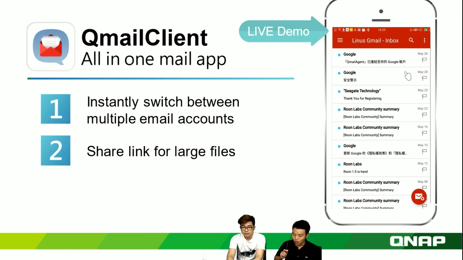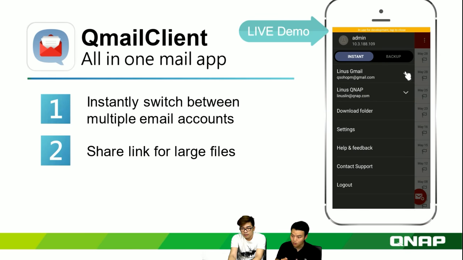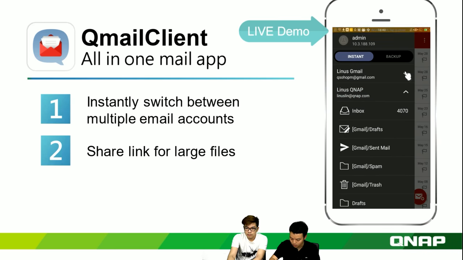And as we are providing these apps, it is actually an all-in-one mail app, which means we can view multiple mailboxes at the same time. So, for example, I just put in two of my Gmail addresses, one called Linus Gmail, the other called Linus QNAP, which is my working email. Yeah, and you can easily switch between them. It's never a problem.